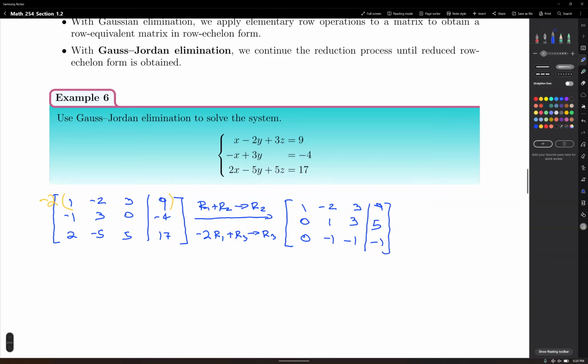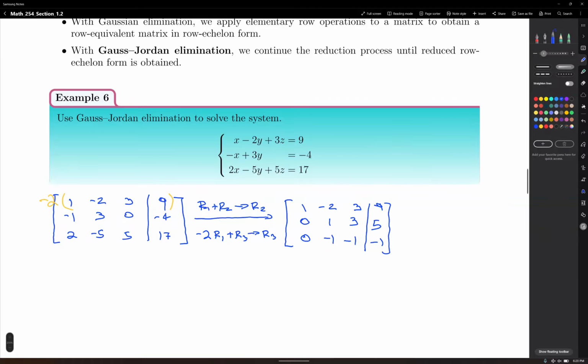So what do we have so far? We have a 1 and zeros below. So we're good with this Gauss-Jordan elimination. We're following the definition that whenever we have a leading one, all the entries below or above must be 0. Now let's kill it for the second column.